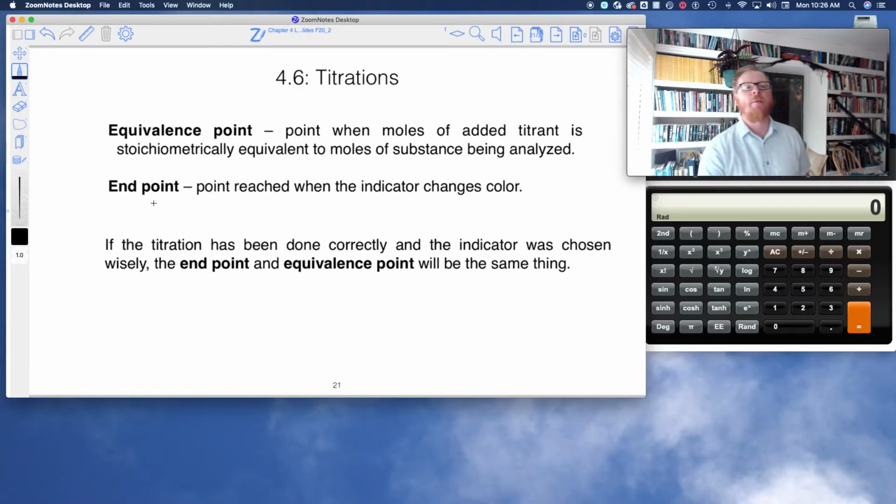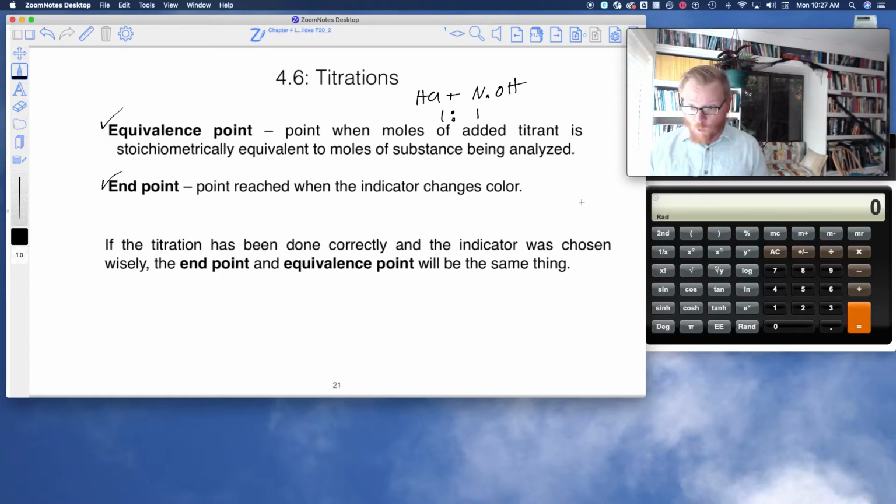Let me see what my next slide is. Oh, I've got them right here. Okay, end point. The point reached when the indicator changed color, okay? But it's important to know that that's different than the equivalence point. The point when the moles of added titrant is stoichiometrically equivalent to moles of substance being analyzed. What does that mean? Well, that means that I have added HCl and NaOH in a perfect 1-to-1 ratio. Because you notice from this balanced reaction, they are 1-to-1.